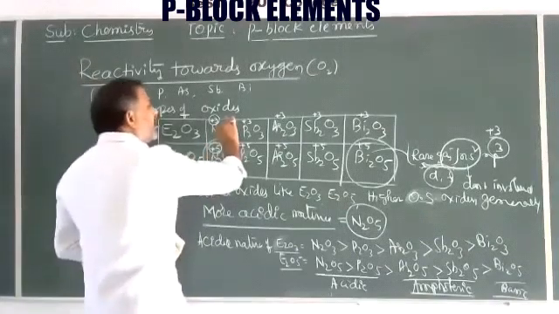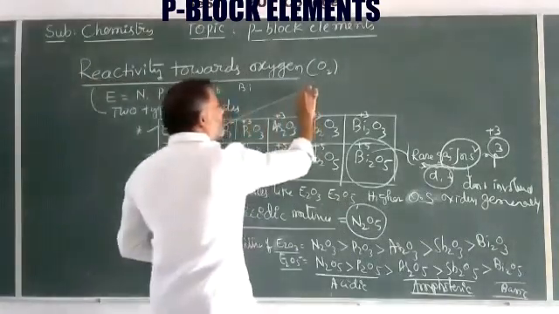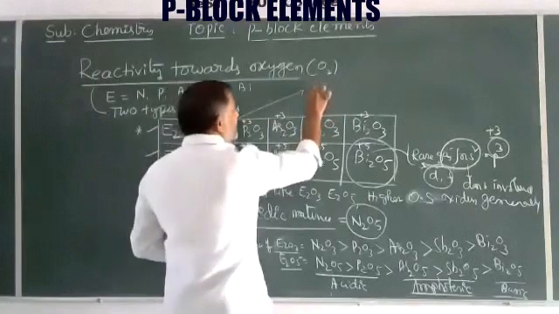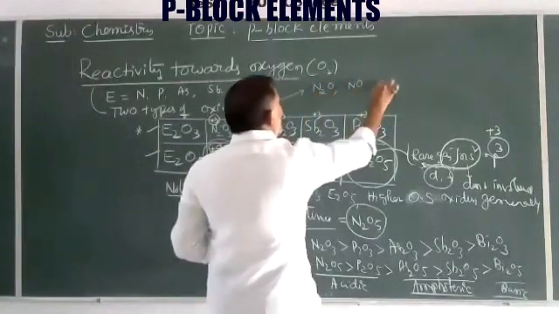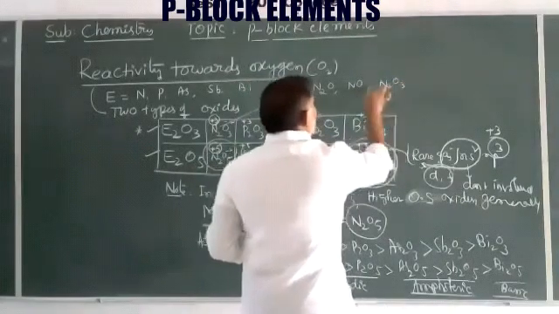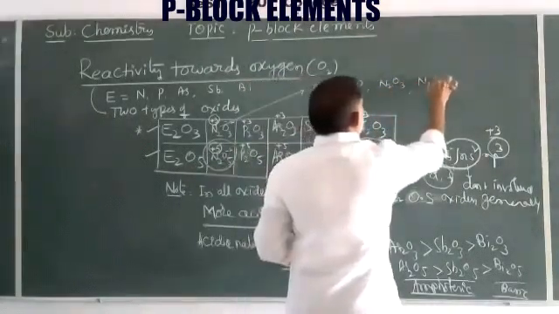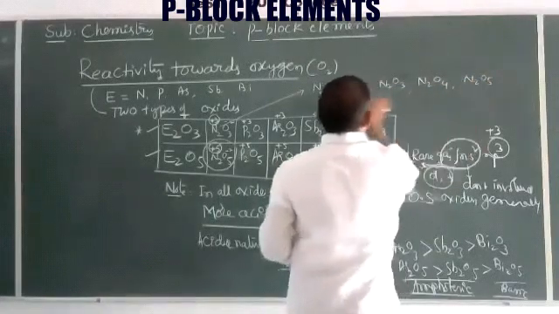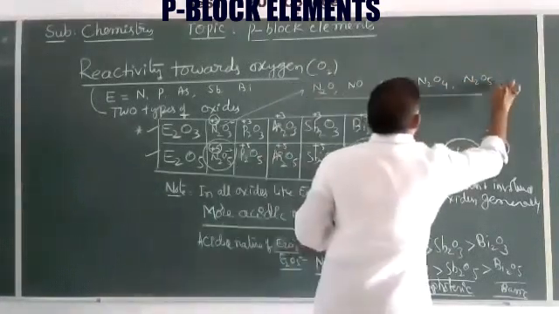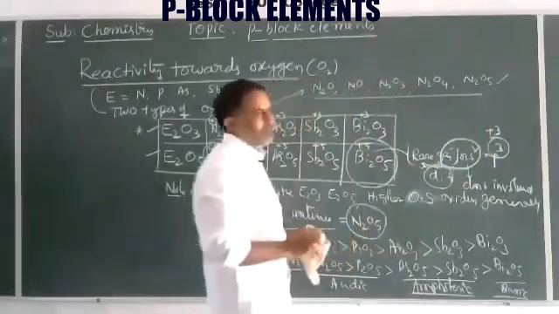Then there are different types of oxides of nitrogen. I will explain later. That is N2O, NO, N2O3, N2O4, N2O5. Tomorrow I'll continue. I'll explain some important oxides of nitrogen.